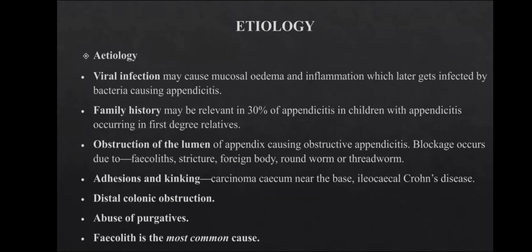Next is obstruction of the lumen. The main thing is that the lumen gets obstructed due to any cause. The blockage can be due to fecolith, stricture, foreign body or worm infestations. Any of these reasons can cause obstruction to the appendicular lumen, and because of that, there will be inflammation of the appendix.